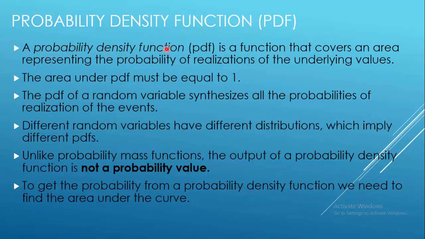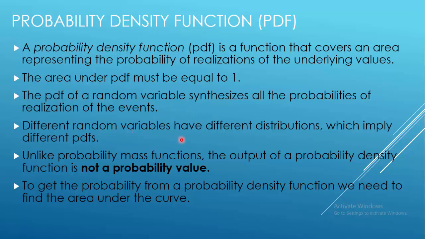A probability density function is a function that covers an area representing the probability of realization of the underlying values. The area under the PDF must be equal to 1. The PDF of a random variable synthesizes all the probabilities of realization of the events. So if we ask what is the probability for that event to occur, we get that very probability, and that probability is predicted using the PDF function.